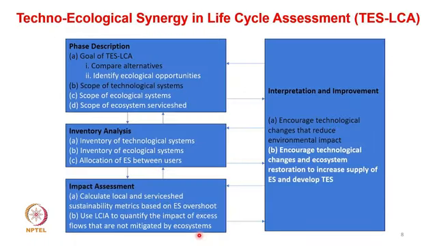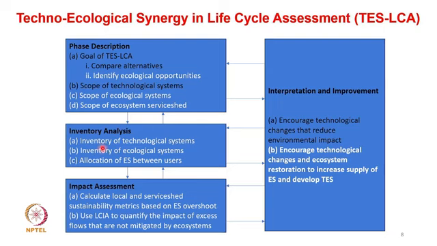So now let's look at the cases. How do we evaluate this technological synergy? There are multiple steps involved. First of all, you have to set up the goals. Then you have to find the alternatives, identify the opportunities, then look at the technological systems, the scope of ecological systems, and the ecological service shed. Service shed is the area in which we do our analysis. For instance, if you are looking at conservation, the watershed is the service shed.